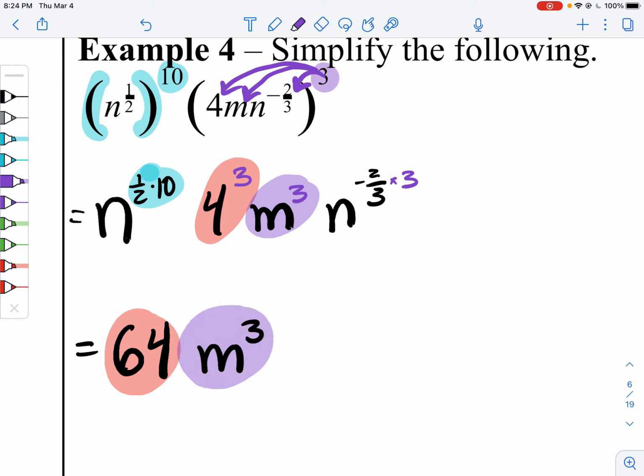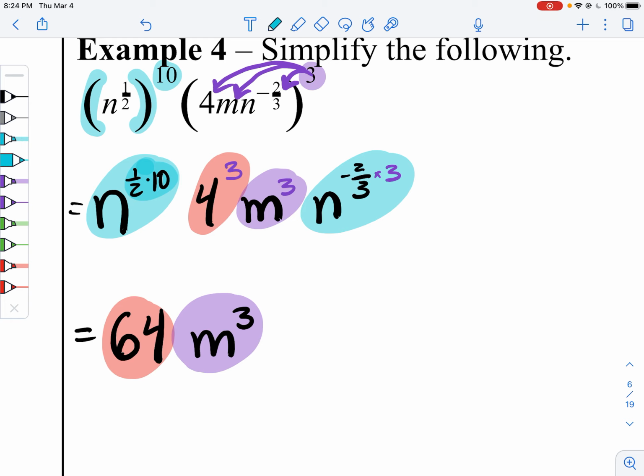Cool. And then next, we're going to worry about our n business. We're going to do a lot of simplifying. n to the 1/2 times 10. Well, 1/2 times 10 is 5. So that's the same thing as n to the 5th power. So we've got n to the 5th power.